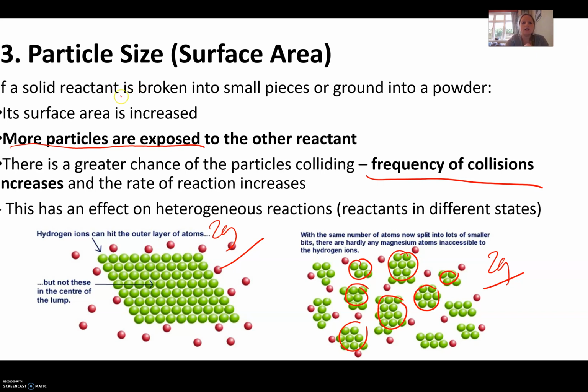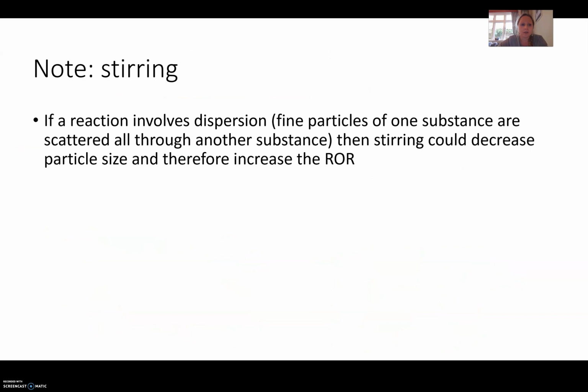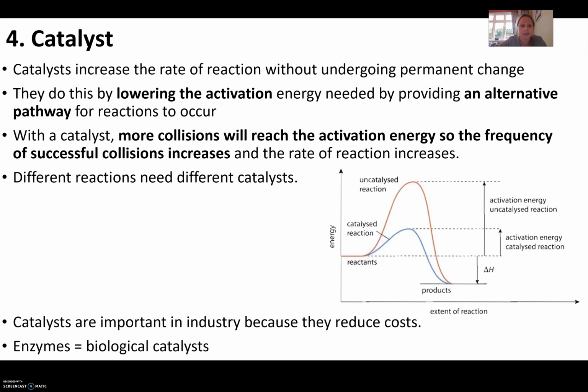So we increase the surface area by breaking something up into smaller pieces or grinding it into a powder. Because you can see here, here's a piece of magnesium. There's not much surface area for those reactant particles to collide with, but when you break it up, there's loads more spots that those reactant particles can touch. Just a wee note here, if you do stir during a reaction, then you will actually increase the rate of the reaction because you will be effectively making particles collide more. I put that in there for kids who are doing IAs on this.